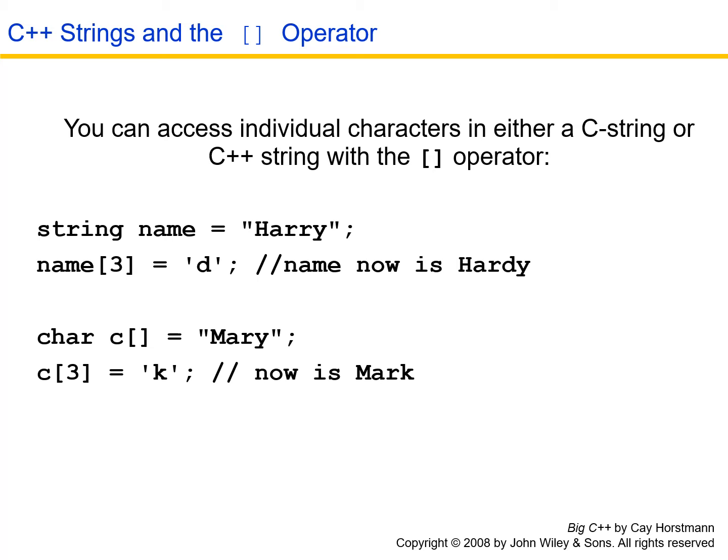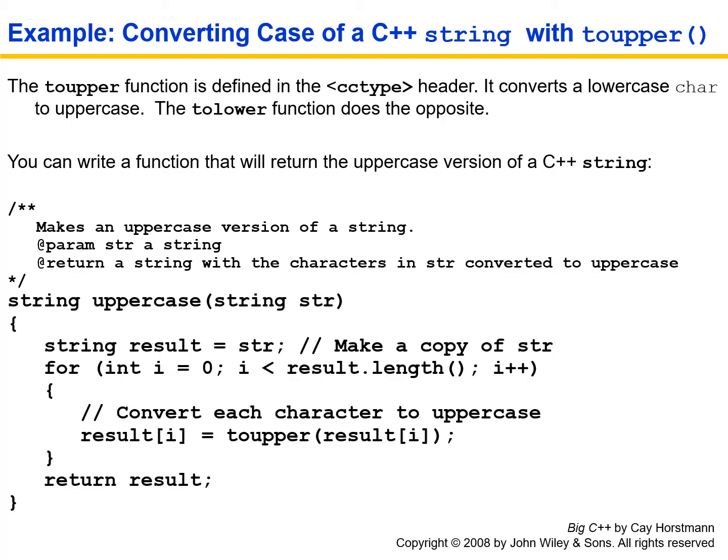Note that C++ strings also allow the use of the square bracket operator as if they were arrays. So you can change Harry to Hardy, Mary to Mark, all sorts of fun things like that. Perhaps more useful might be using this to convert characters from lowercase to uppercase. There's a toupper function defined in the C character type header, and a tolower function that does the opposite.